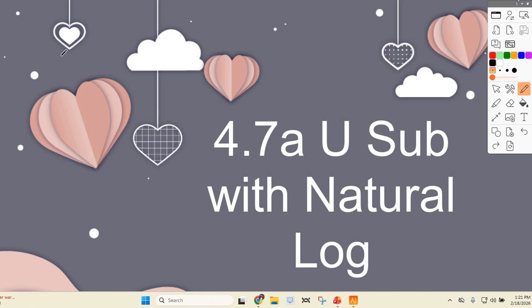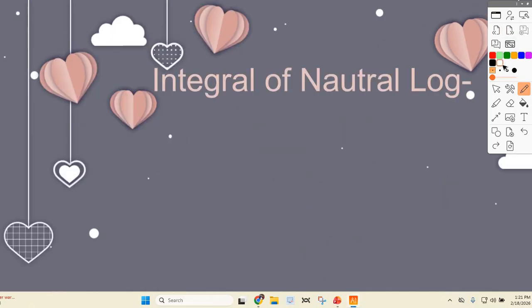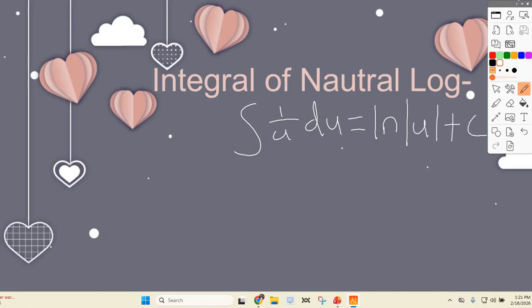In 4.6, we looked a little bit at one example that had a u sub with a natural log, but we're going to go a little bit more in depth with it now. So in general, remember that the integral of 1 over u du is the natural log of the absolute value of u plus c. Now remember that our natural log cannot have negative values on the inside, which is why if we're going backwards, we have to add in that absolute value, because we don't necessarily know what values it is that we're plugging in.